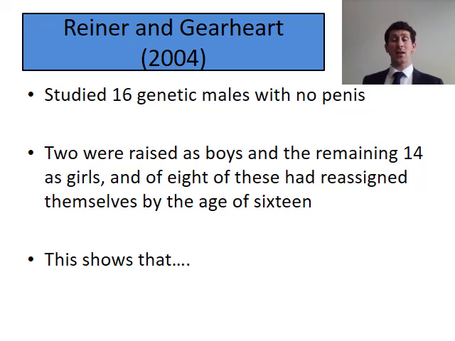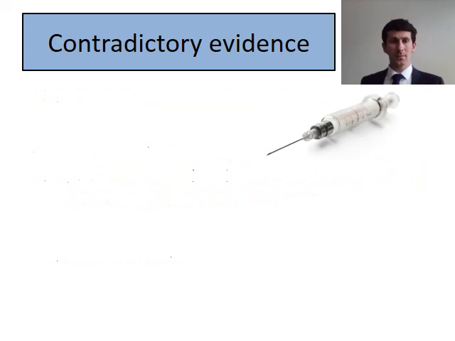So this shows us that these children were always biologically pre-programmed to be male. The fact that a majority of them reverted back to being boys, even though they were raised as girls, indicates that nature and biology, genetics and hormones have a big impact on gender development.